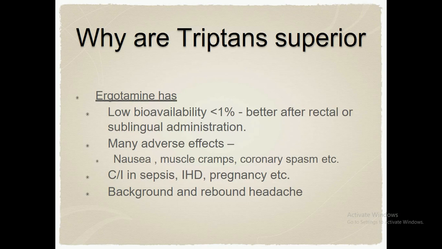Why are triptans superior over other drugs? Because we know that ergotamine has low bioavailability, less than 1%. So definitely if the drug has low bioavailability, its effects will be low. It is better after rectal or sublingual administration. Many adverse effects are reported: it may produce nausea, muscle cramps, coronary spasm, etc., and it is contraindicated in CVA and sepsis, IHD, and as well as pregnancy.